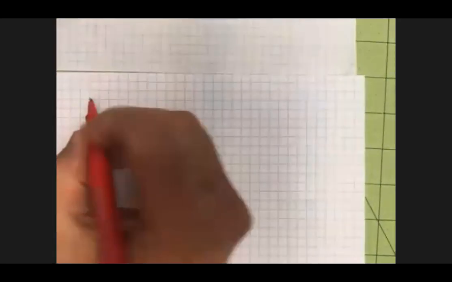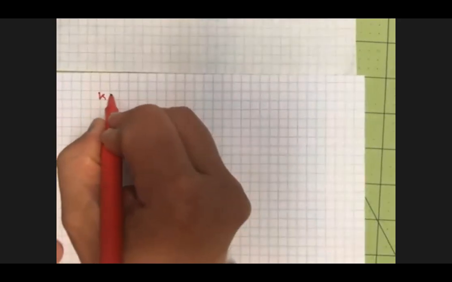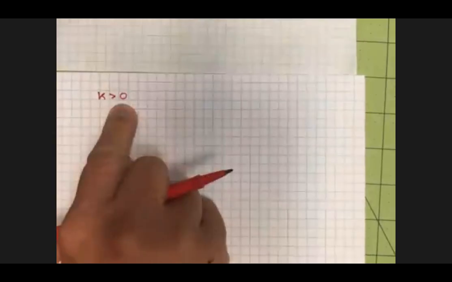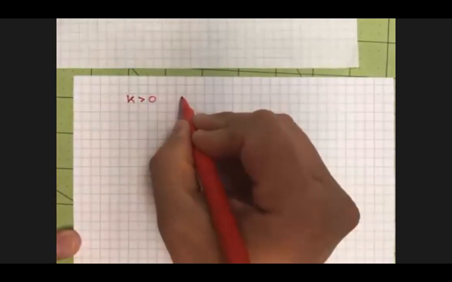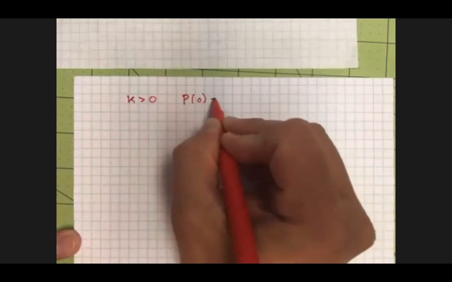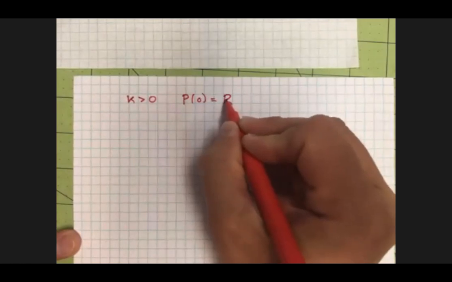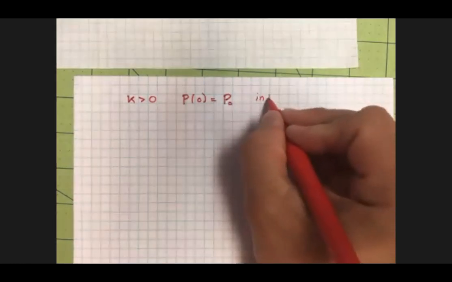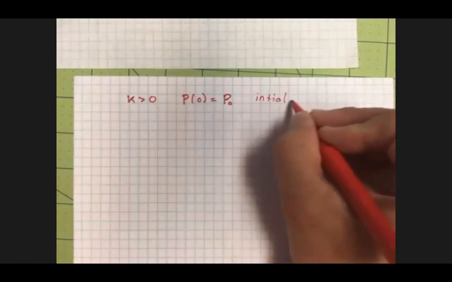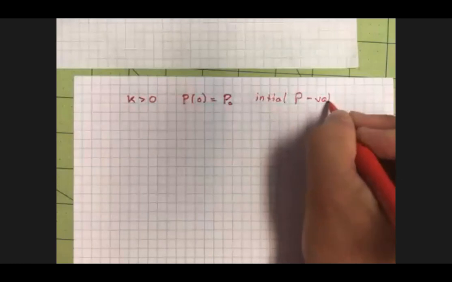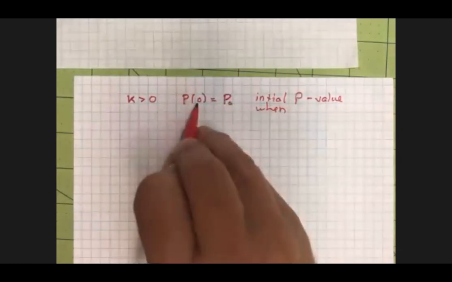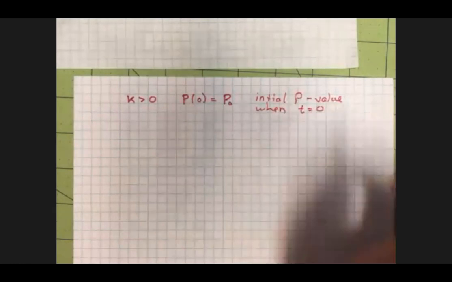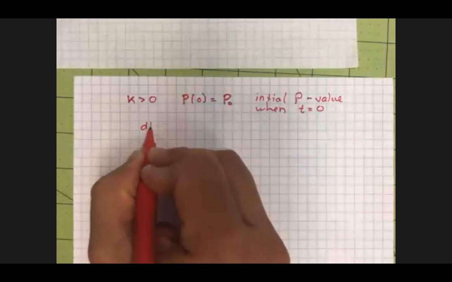Okay, here we go. So let's say that k is a positive number. I'll let you choose any positive number you like. And let's say P at time zero is P naught. Again, I don't want to commit you to how many rabbits you put on the island. P naught is a very common way of saying the initial value, the initial P value, when time is equal to zero. Let's solve this differential equation.